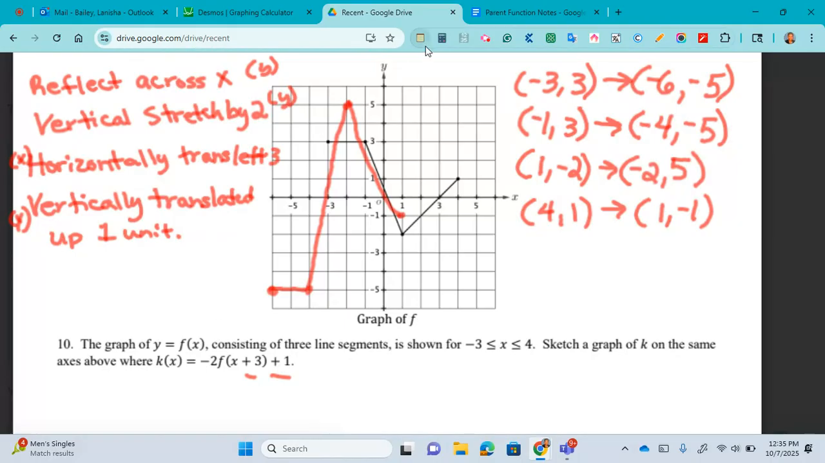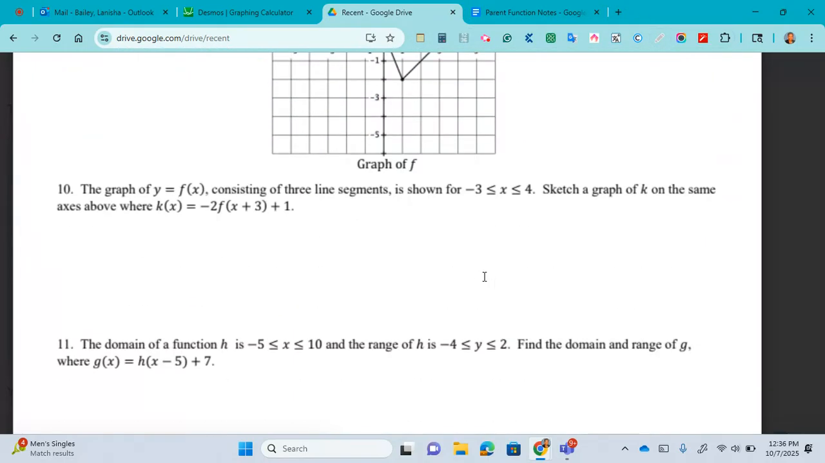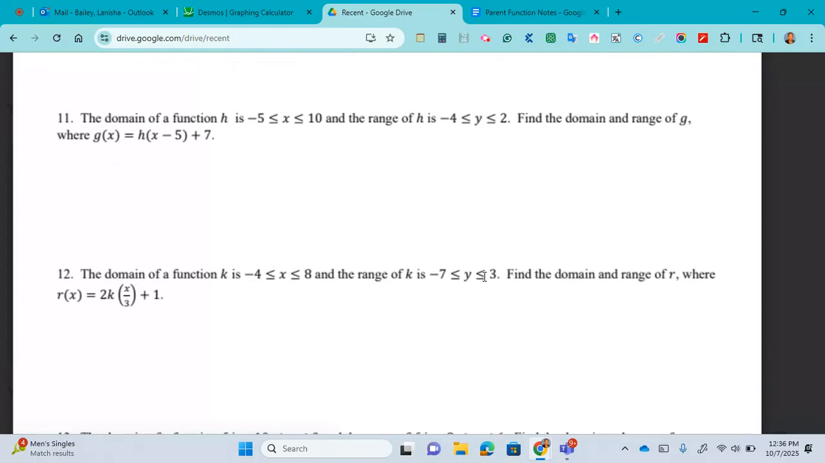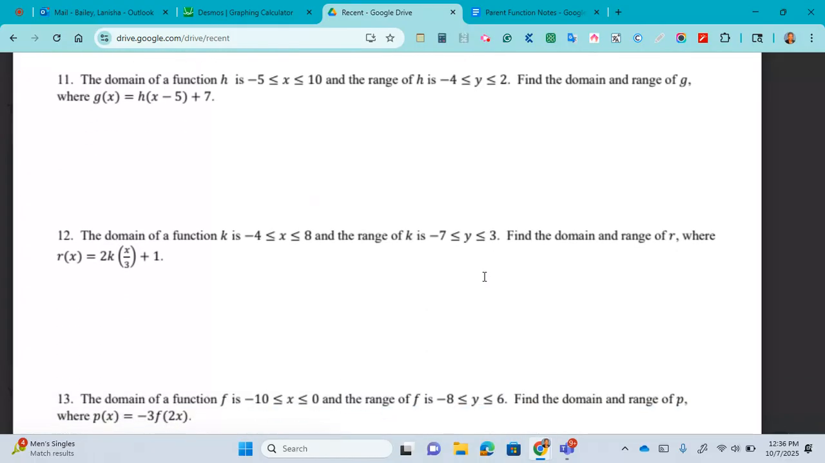All right. Everyone got this? Yes? All right. The domain, which is our x value of the function, is from -5 to 10. The range, which is my y value of h, is from -4 to 2.